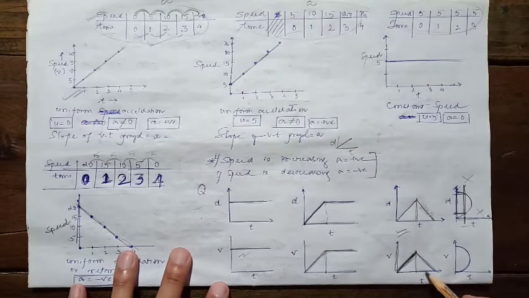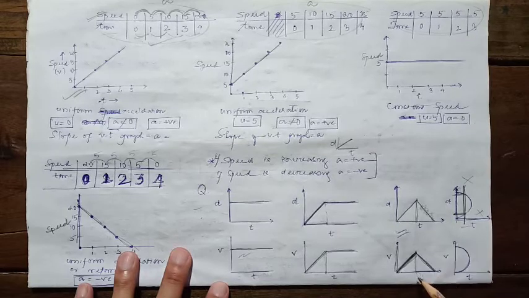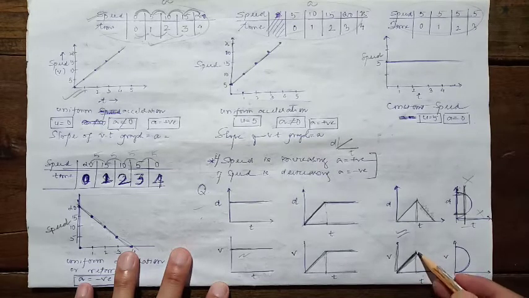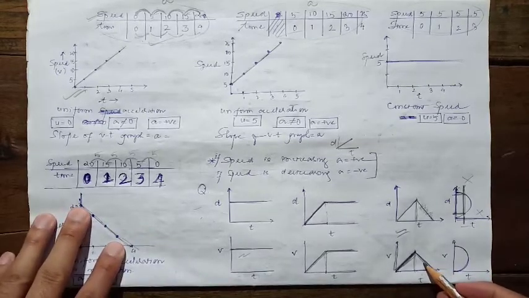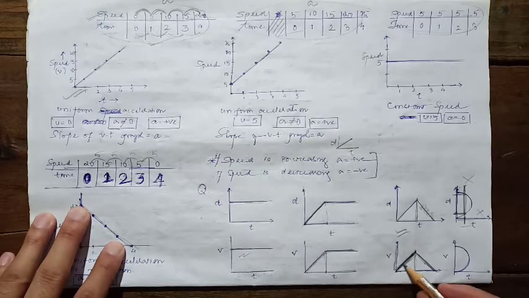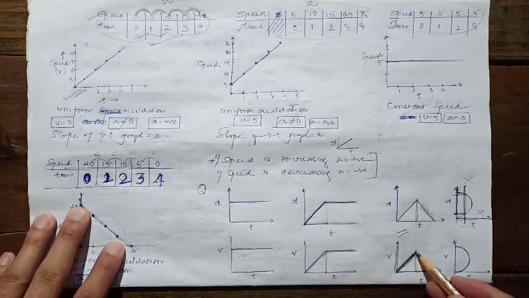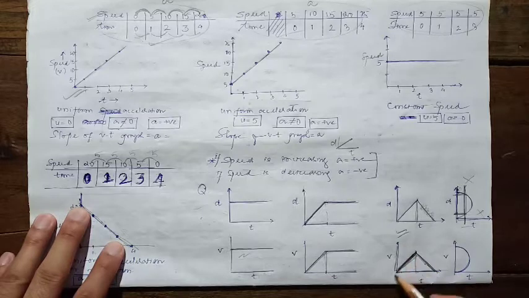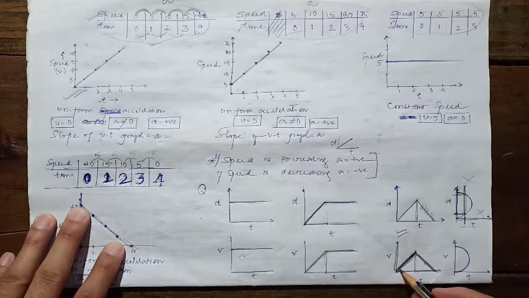Now this part, from this time to this time, the graph is a straight line sloping downward. So this part of the graph represents that the body's speed is decreasing, meaning the body is under deceleration. So this part represents uniform acceleration, and this part represents uniform deceleration. From this point to this point, the speed was increasing, that's why the graph is upward. And from this point to this point, the speed is decreasing, so the graph slopes downward.